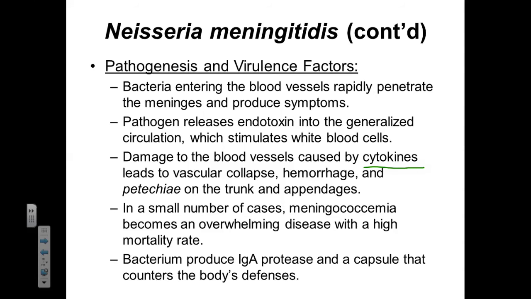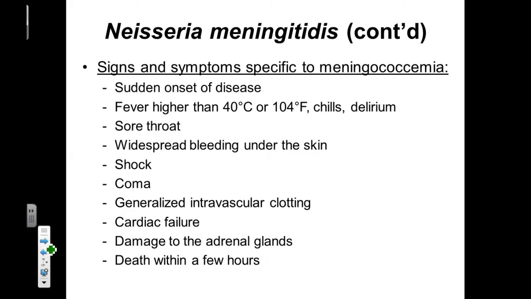So this form of meningitis will also have massive bruising or subdermal bleeding, aka bruising, in the patients as well. Every once in a while, the meningococcemia becomes an overwhelming disease that has a very high mortality rate. This bacterium produces an immunoglobulin A protease and a capsule which counter our body's natural defenses. So it's tough for us to fight off this bacterium by ourselves, which is one of the reasons why we'll supplement with medications.